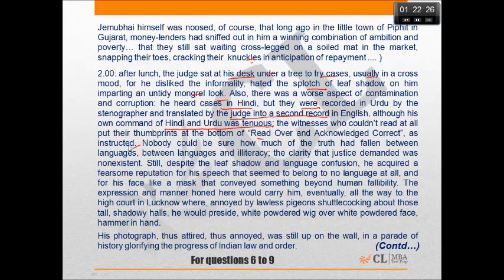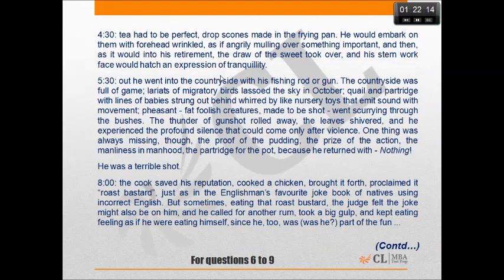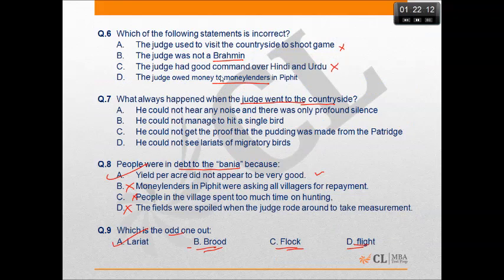So his command over Hindi and Urdu was tenuous. The judge had good command is incorrect. The judge owed money. The judge was not a Brahman. Why would the judge owe money? In any case, I think I'll go with choice B in question number 6. Not that, the question is incorrect. The judge had good command over, so this should be the answer. His own command was okay. So that's fine.